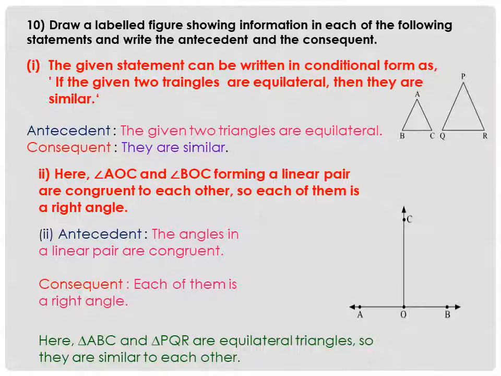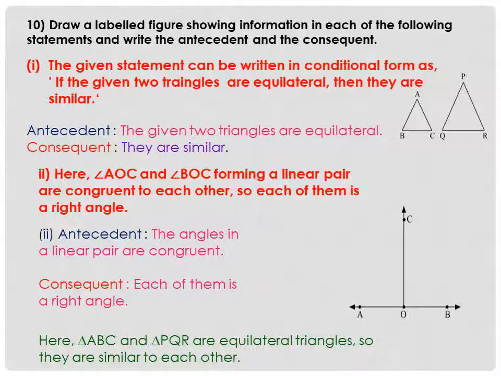Then you will write here antecedent: the given two triangles are equilateral. And what is the consequent? They are similar. If you want to write according to the figure, you may write here triangle ABC and triangle PQR are equilateral triangles and triangle ABC is similar to triangle PQR. Like that also we can write. But here we want to write only the antecedent part and the consequent. Therefore I wrote that the given two triangles are equilateral is the antecedent and they are similar is the consequent.